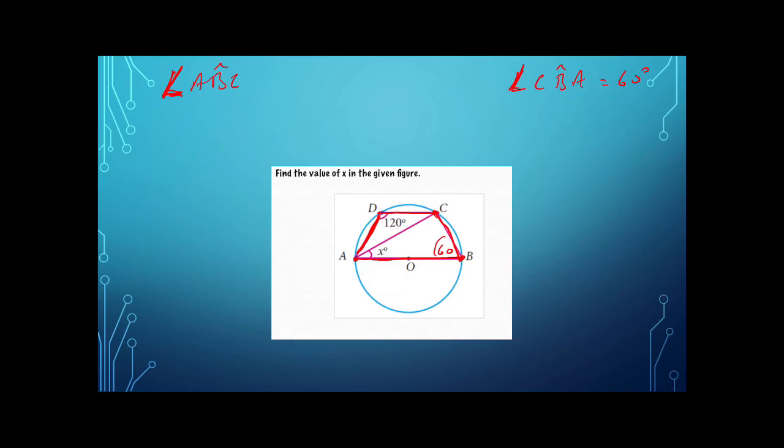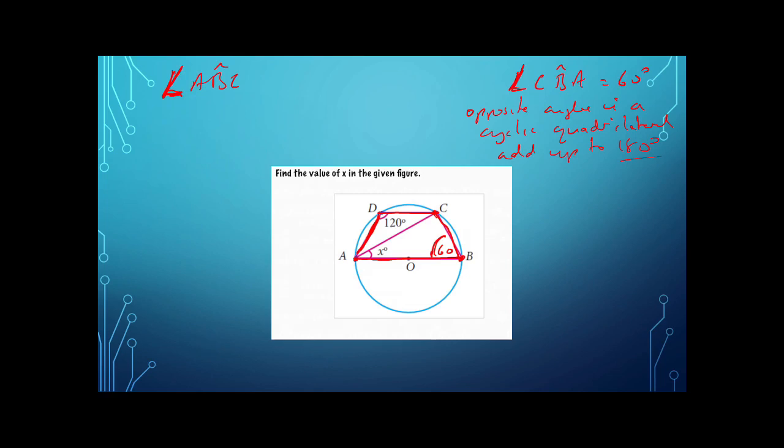We might want to put a reason, and we would say opposite angles in a cyclic quadrilateral add up to 180 degrees. As long as we mention opposite angles, cyclic quadrilateral, and say that their sum is 180 degrees. So we have this angle here is 60 degrees.